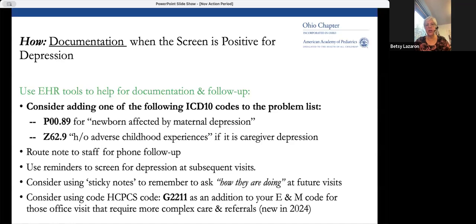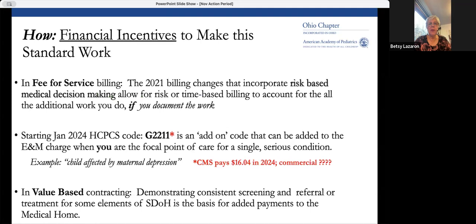G2211 is your friend. Next slide. Not as many people are as aware of this. And in fee-for-service billing, you can also do things like risk-based assessments. So if you're doing a 99213, maybe it's a 99214 because of the amount of time you're spending on that visit, as long as you document your work.